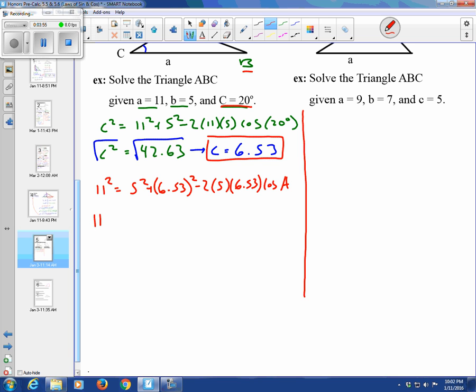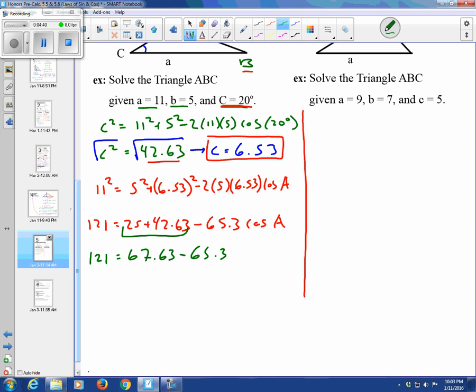So right here, we're going to get 121 for 11 squared, and then that's going to equal our 25, and then plus this number basically, 42.63, and then minus, and 2 times 5 is going to be 10, times 6.53 is going to give us 65.3 cosine of A. Now we want to get this sum, and we will have 121 equal to 67.63 minus 65.3 cosine of A. We subtract 67.63 from both sides.